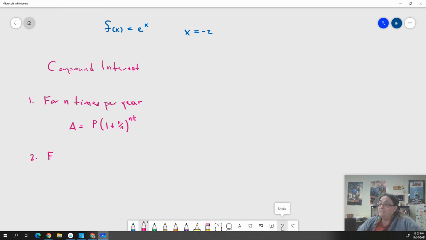I'm just going to put the other formula. The other one is for continuous interest, right? And it'll always tell you if it's continuous. Continuous.